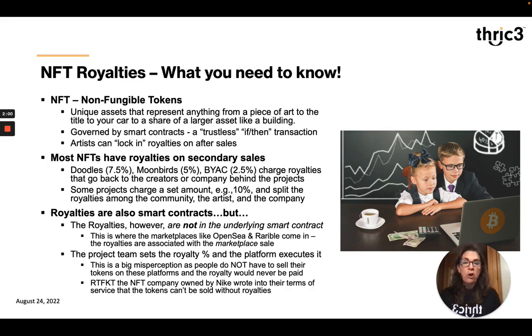So Artifact, which is a company that Nike bought to create and manage their NFTs, has this in their terms of service. It was a little bit controversial when it first came out because it basically said, hey, if you sell this, you owe a commission. But it makes sense now that we are understanding that the smart contract isn't in the underlying NFT itself, but it's actually on the platforms where those NFTs are sold.